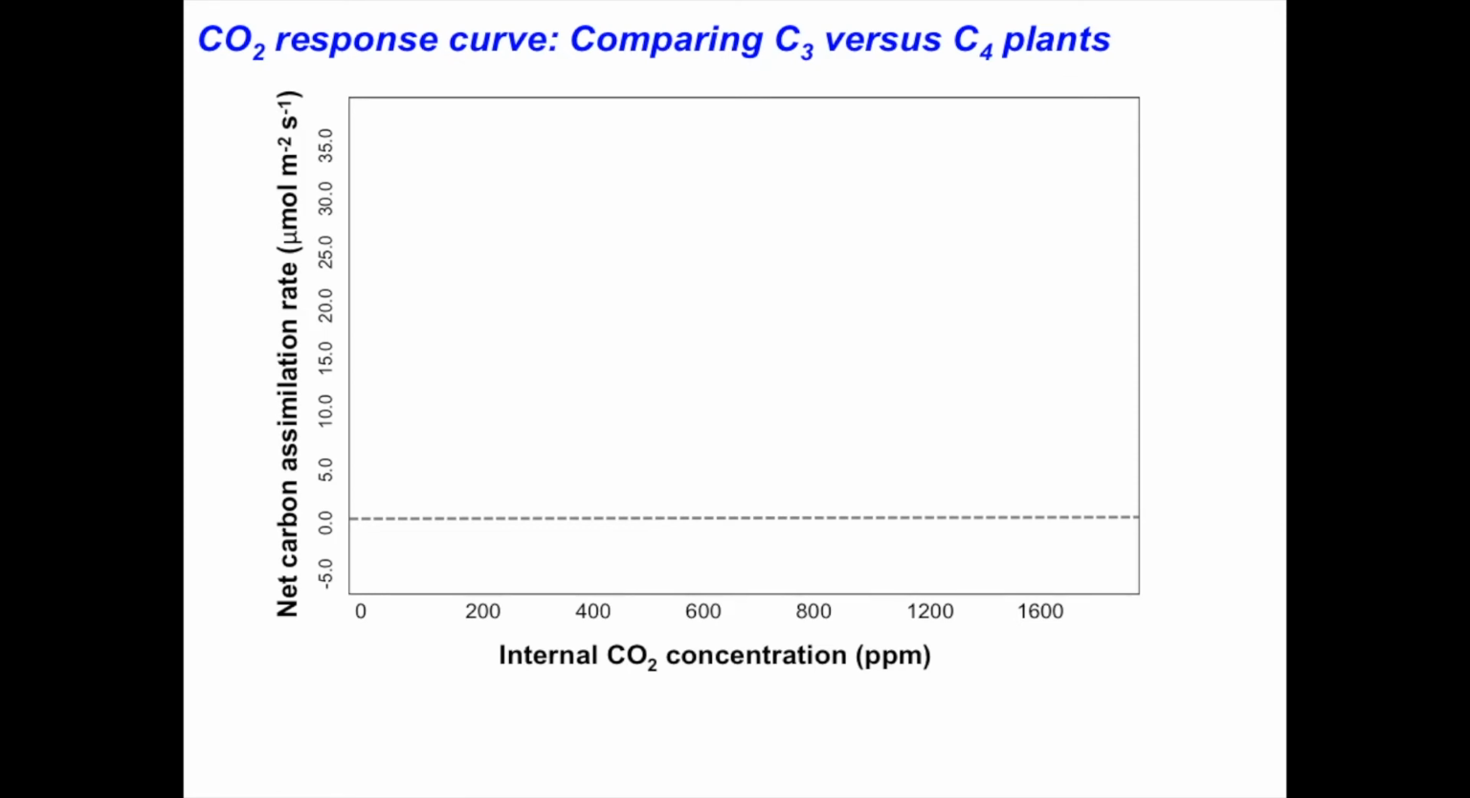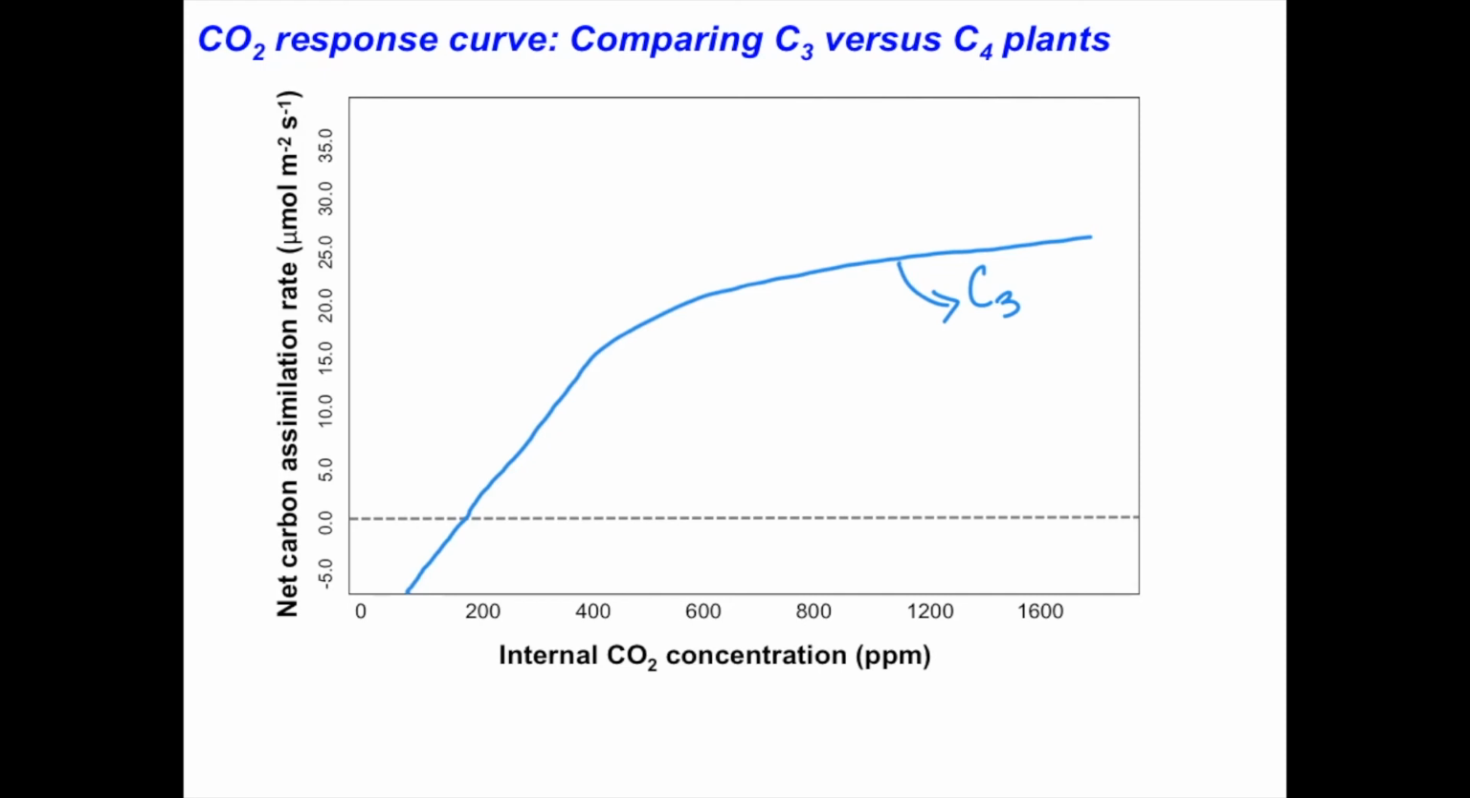And for another exercise, let's compare the CO2 response curves for C3 versus C4 plants. So I will start by drawing a graph that I think we could possibly see for a C3 plant. And again, this should look very familiar to what we covered in Module 2 in thinking about CO2 response curves. That was for a C3 plant.